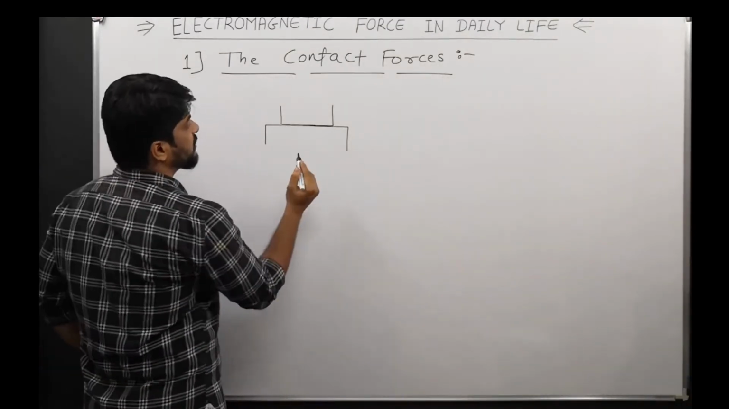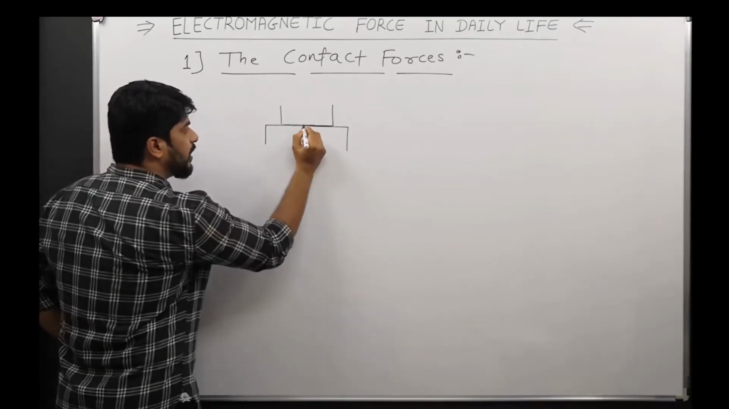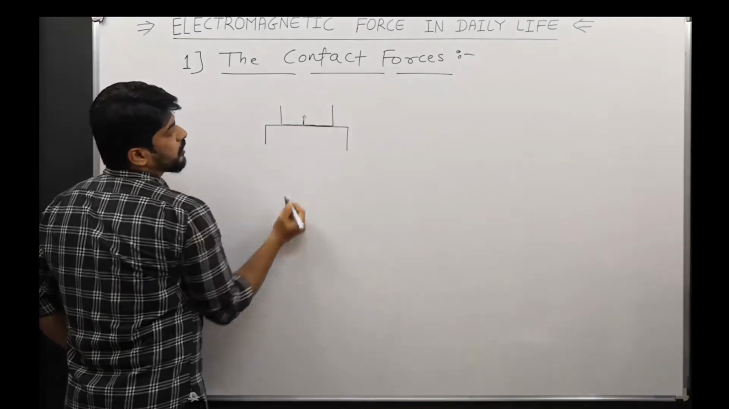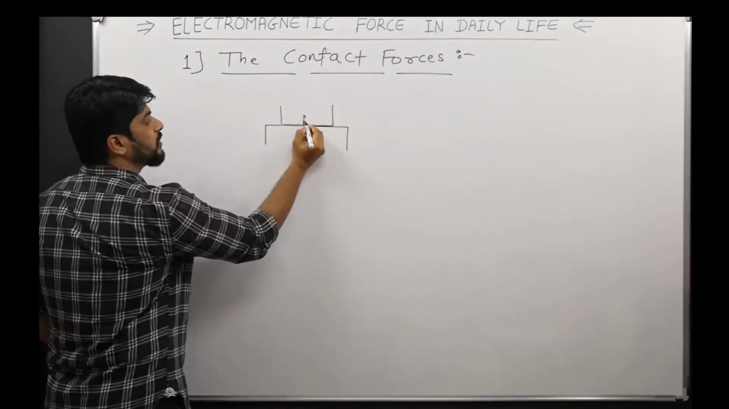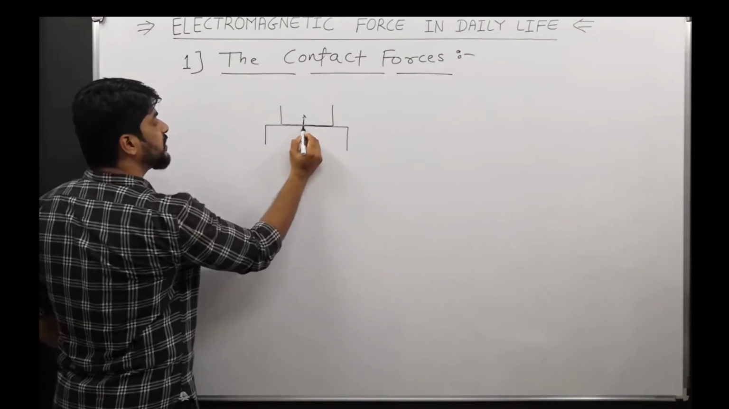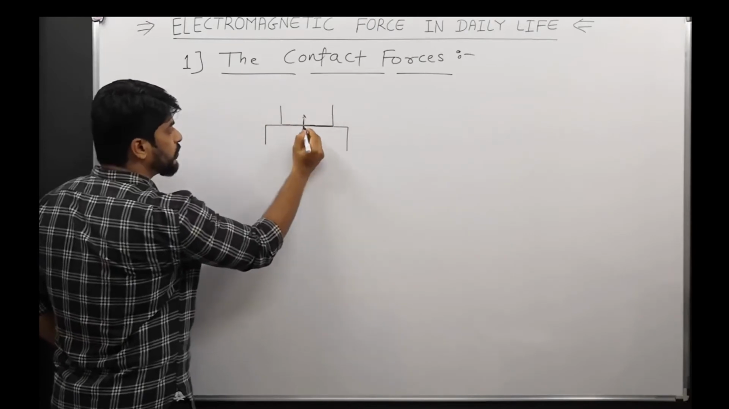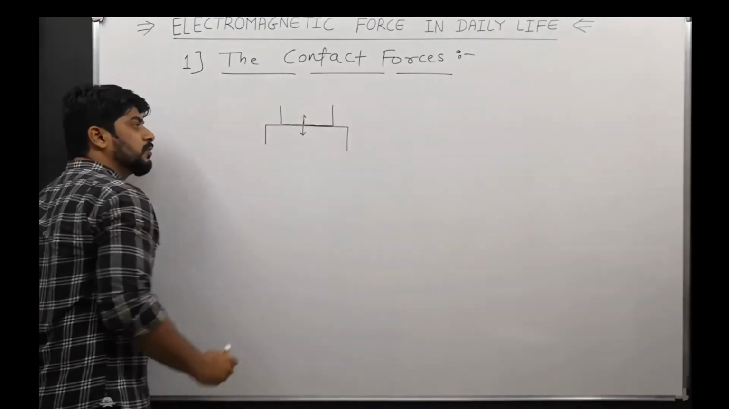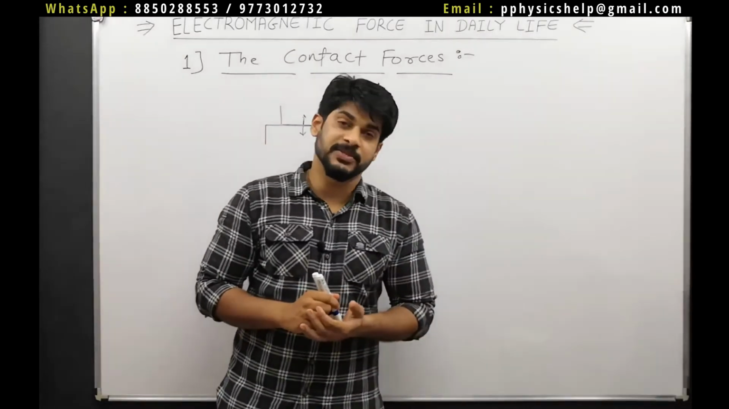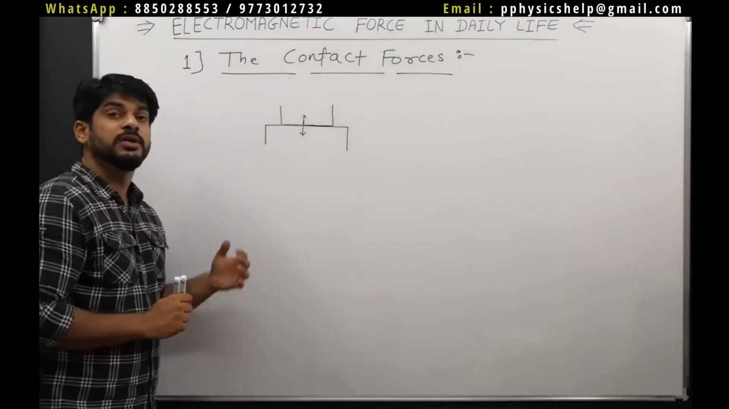Now what will happen here is, the object that you see beneath will exert some force in the upward direction, and the same amount of force will be exerted in the downward direction by the body above. So the two bodies exert equal amounts of forces on each other.